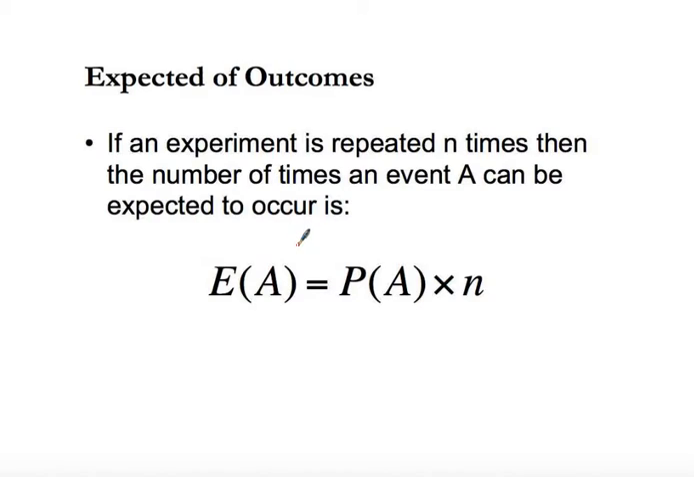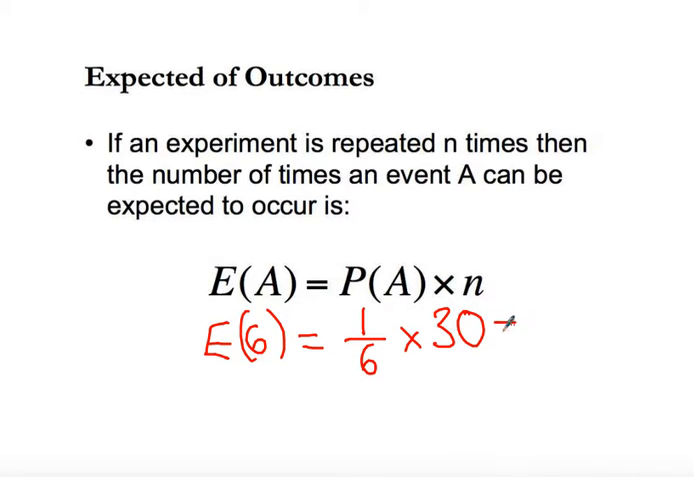If an experiment is repeated a certain number of times, so let's say n times, then the number of times an event A can be expected to occur is the probability of that event times the number of times we roll the dice. So if I say roll a dice 30 times, the expectation of a 6 is the probability of a 6, which is 1 over 6, times the 30 times I roll the dice. So if I roll a dice 30 times, I'd expect a 6 5 times.